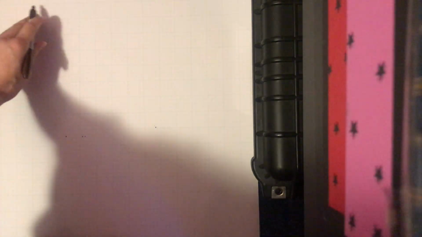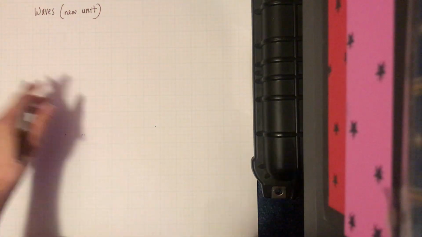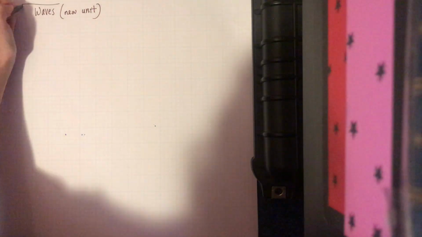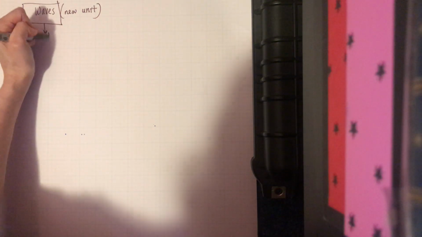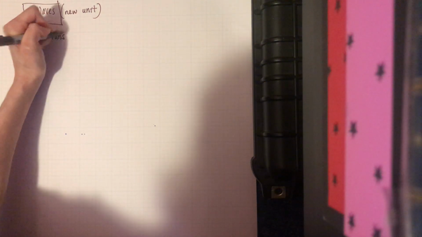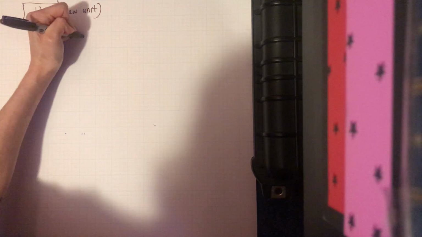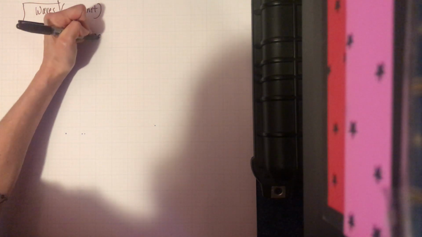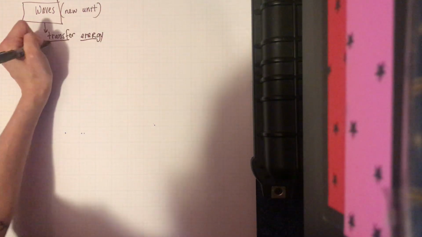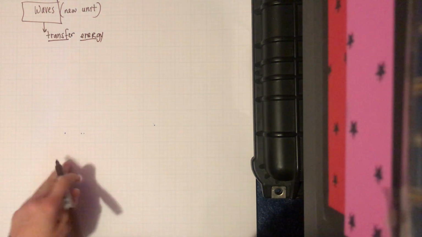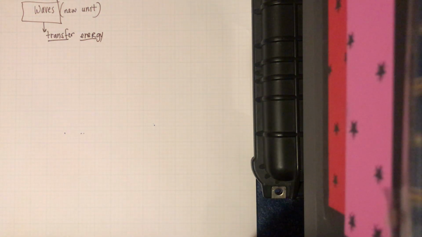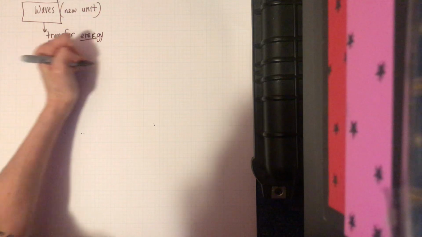Okay, we're going to start our new unit. It is the waves unit. And a wave is anything that can transfer energy. So waves transfer only energy. And there are different characteristics of waves that I just want to first define for you.